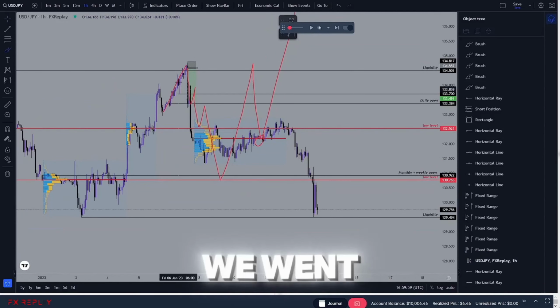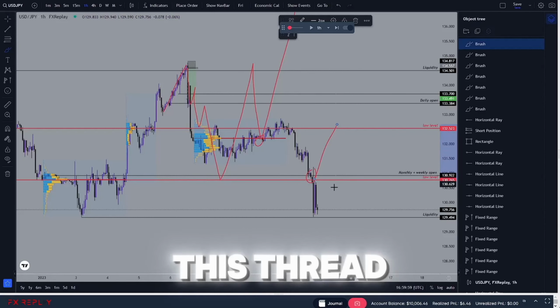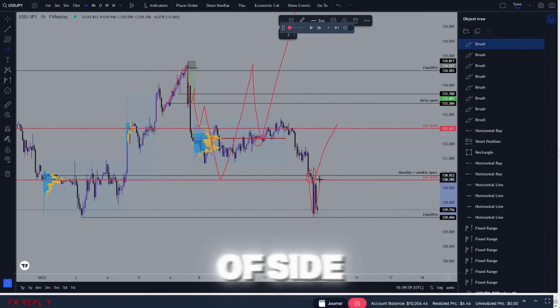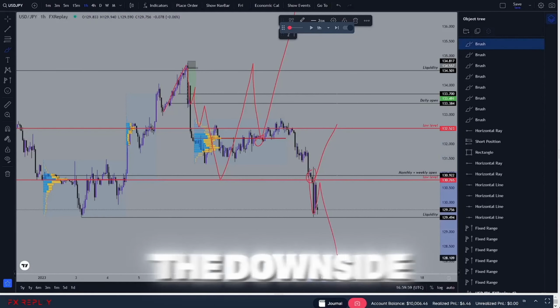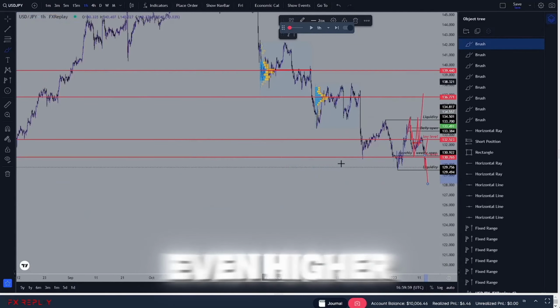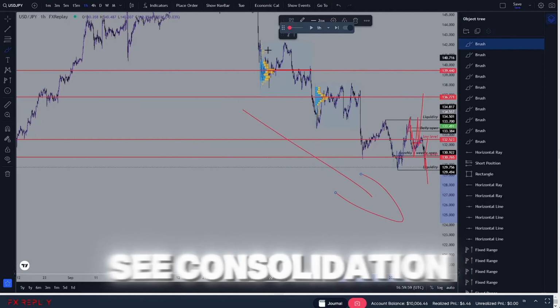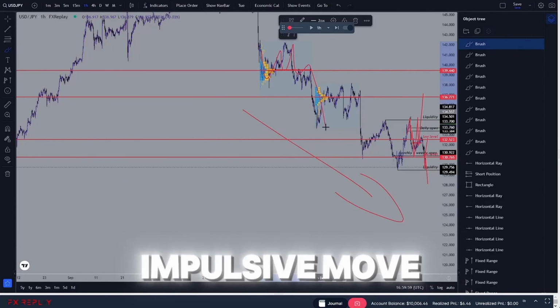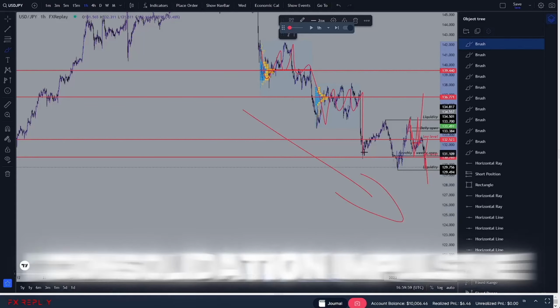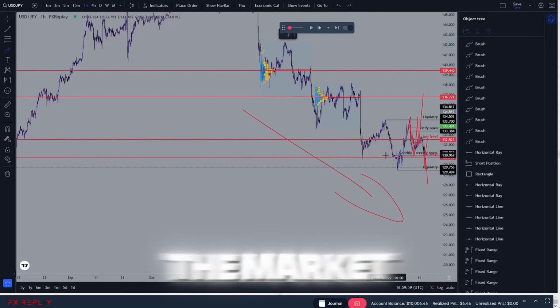As you can see here, we went down, we went to this volume area, we didn't have impulsive move to the upside, so we didn't take this trade. It actually went through, makes impulsive move to the downside now. So it's probably going for this liquidity, since in even higher time frames, we are actually bearish. So we see consolidation, impulsive move, consolidation, impulsive move, consolidation, impulsive move. Like, you're seeing the structure of the market and you go with the flow.